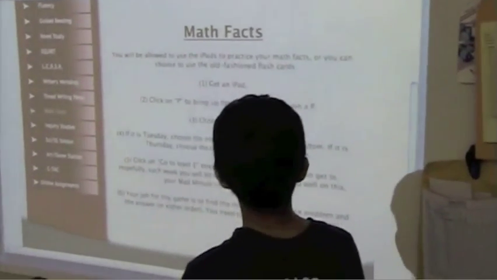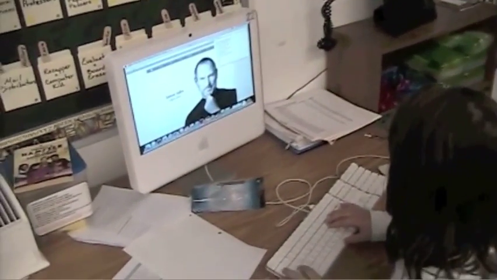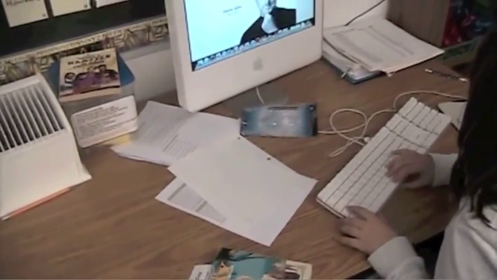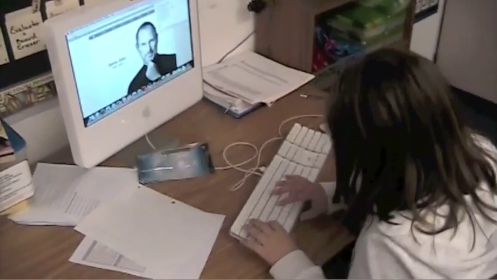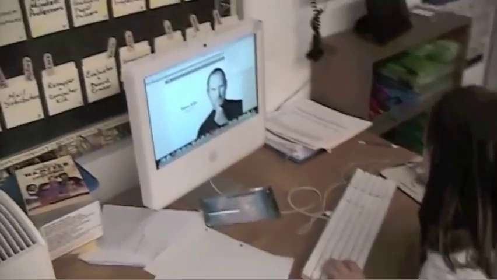So here you can see Nakul using our classroom Mimeo to read what he needs to do for the math facts station. Then we get over to Kylie, who's doing an inquiry project. She's typing into Google a question that she has that she'd like to research. Students are encouraged to choose a topic of any sort that they're interested in. It doesn't have to be related to our curriculum. And just type it into a Google search.